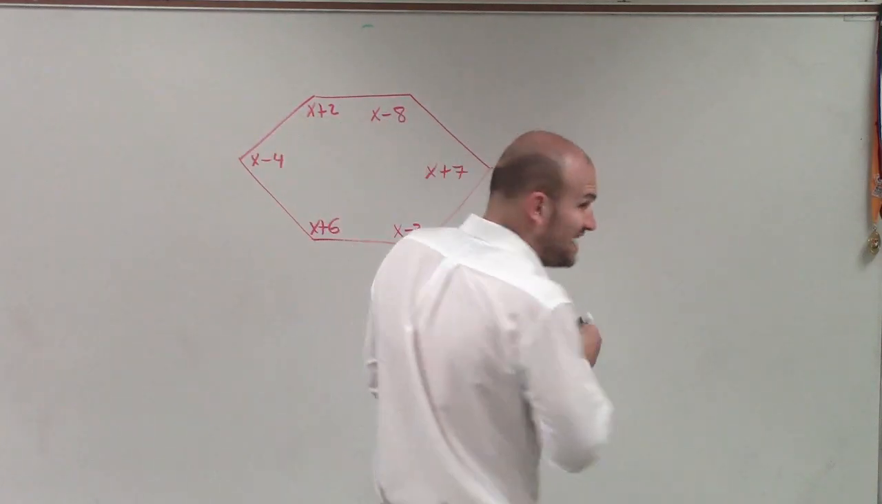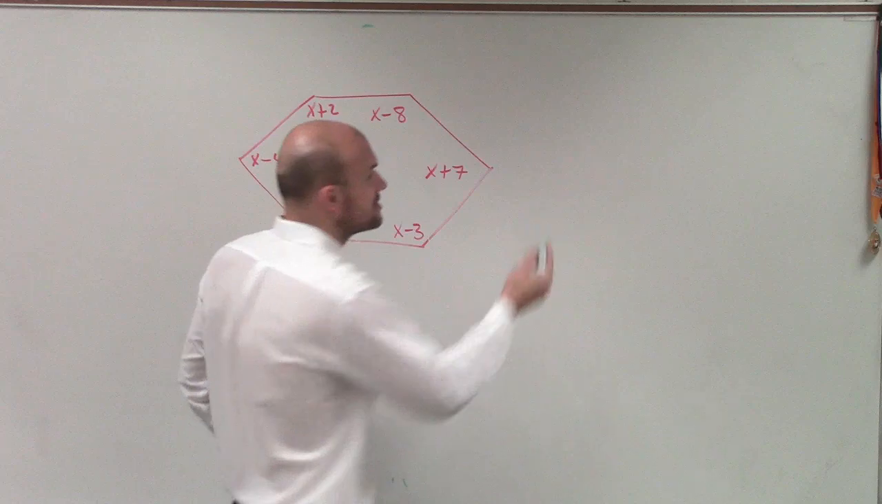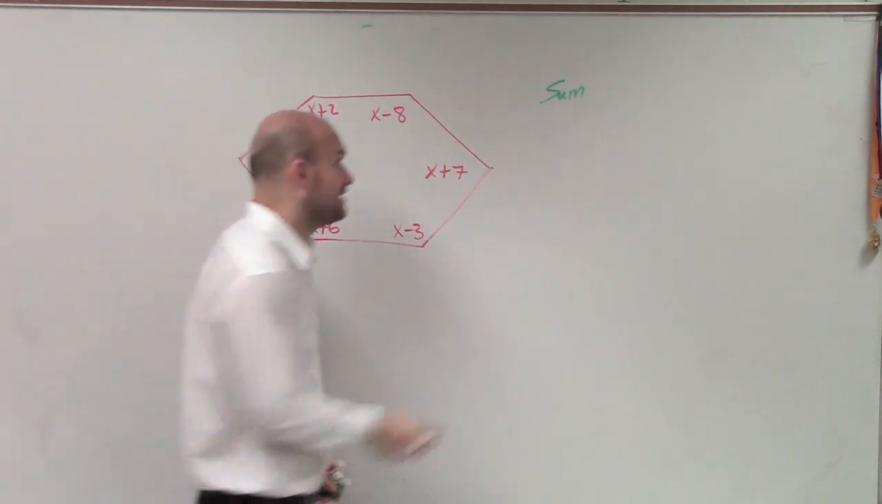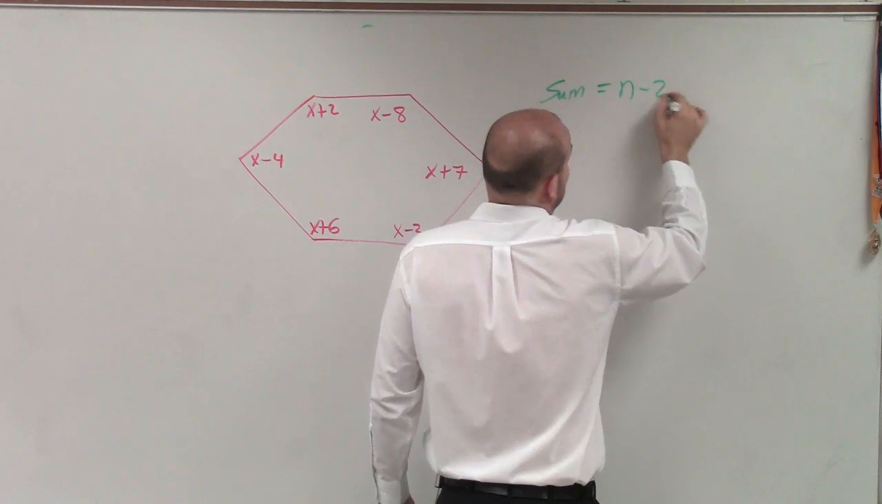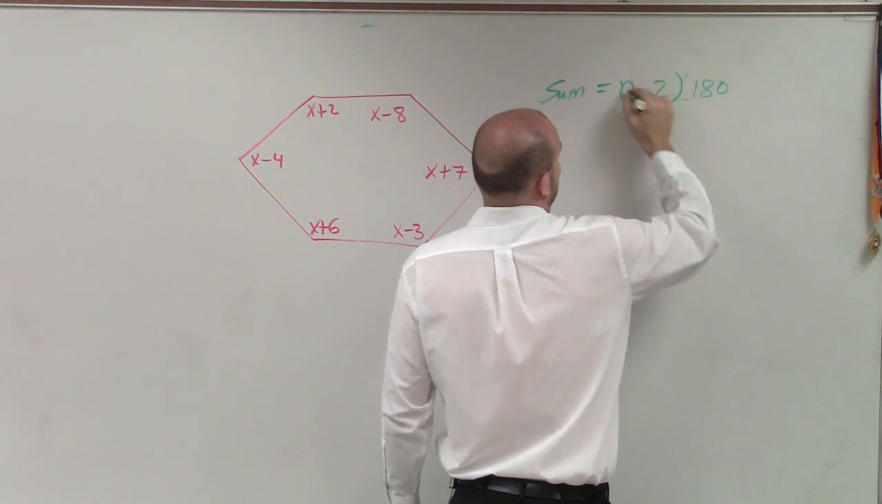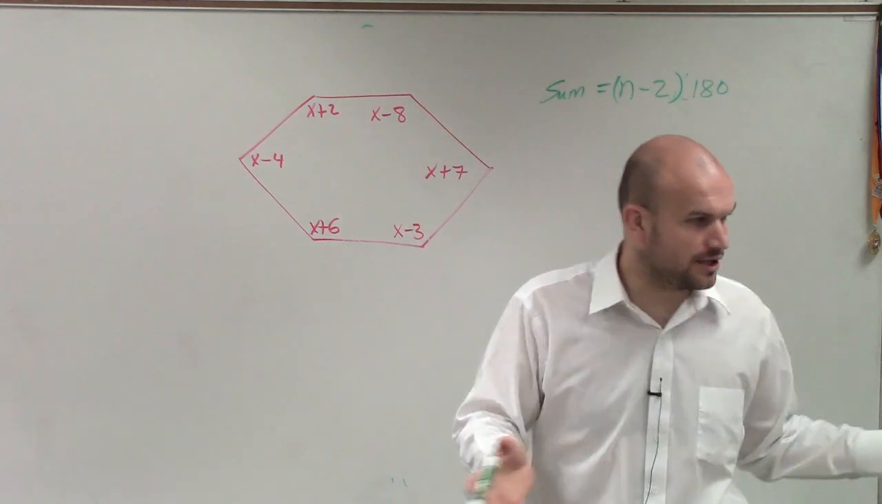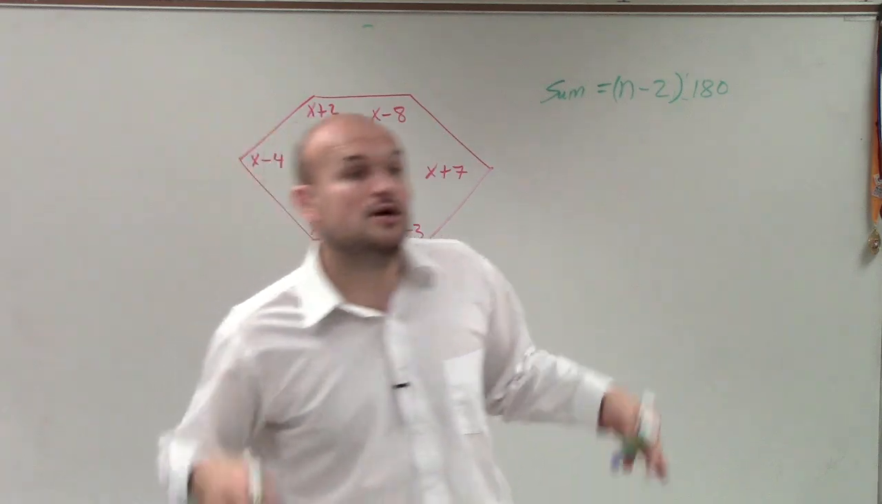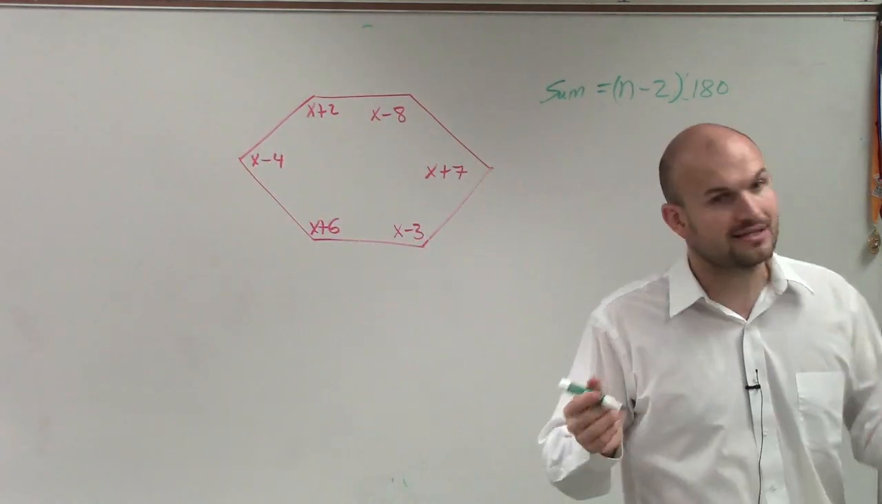We know that the sum of interior angles, the sum of the addition of all of the angles, is equal to n minus 2 times 180. Would you guys agree? That's what we did in our notes last time, before lunch, that's what you guys wrote down, n minus 2 times 180. So remember, n represents the number of sides.